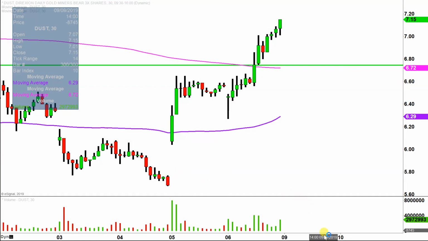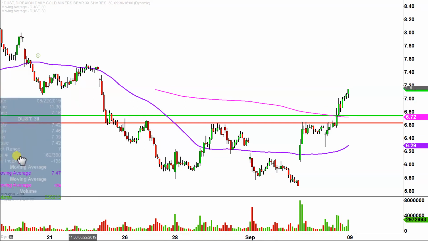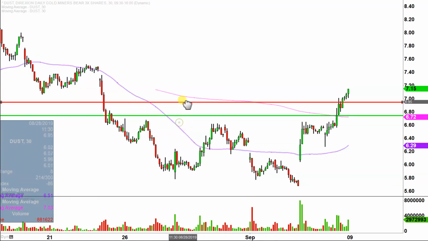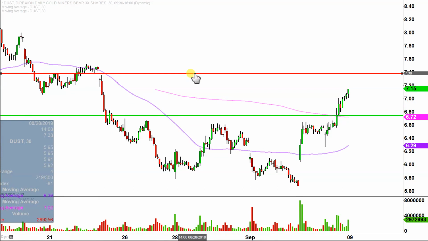What about levels of resistance going into next week? For this, I'm going to have to squeeze down the chart here a little bit. So a good problem to have when you have to go back this far into a chart's history. So the next key overall battleground to watch up there at $7.40. So $7.40, public enemy number one going into next week.